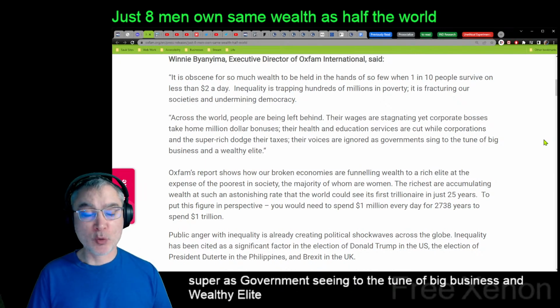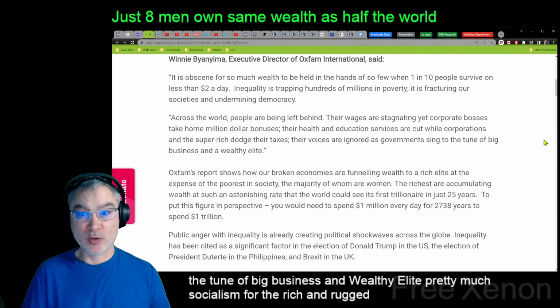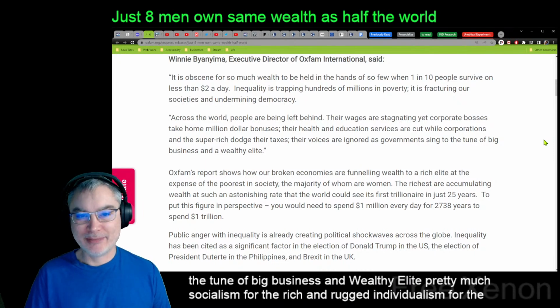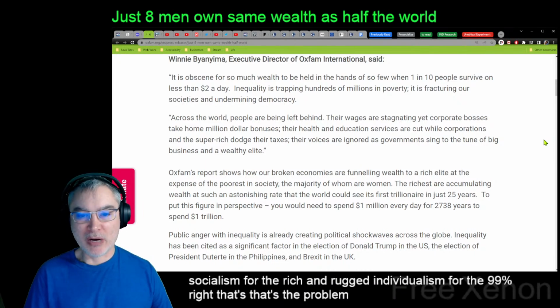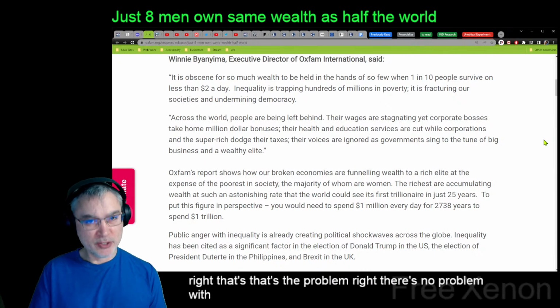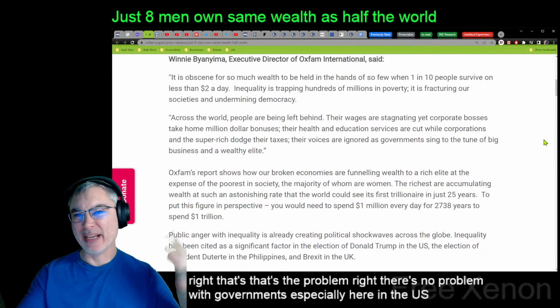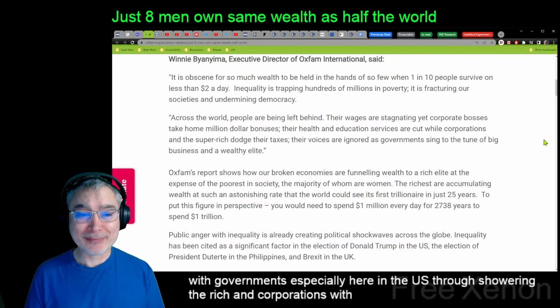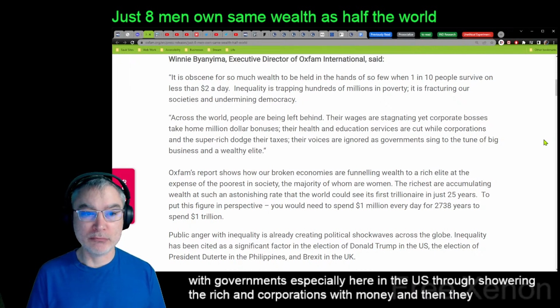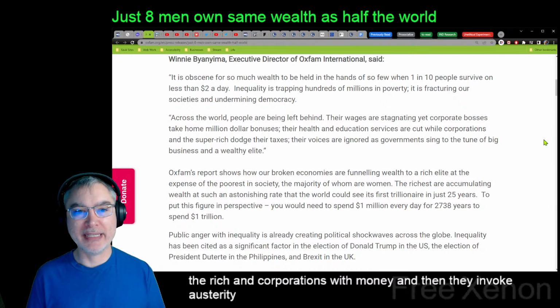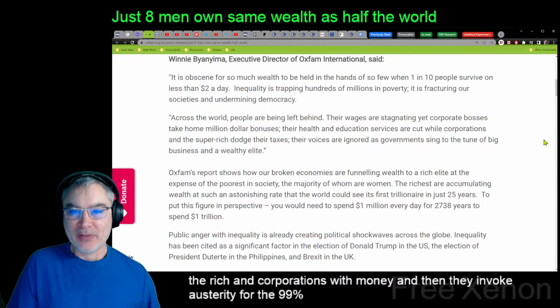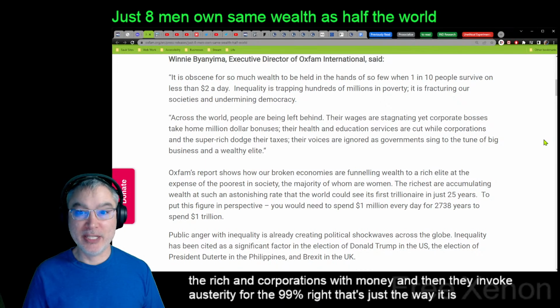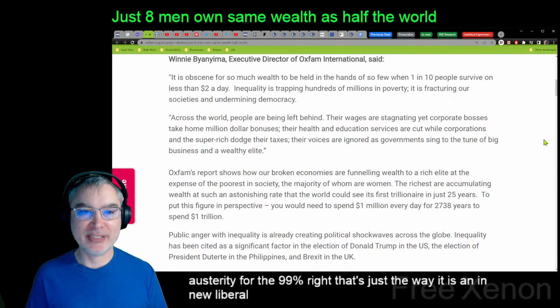Yeah, and this is pretty much it, right? It's socialism for the rich and rugged individualism for the 99%, right? That's the problem, right? There's no problem with governments, especially here in the U.S. They're just showering the rich and corporations with money, and then they invoke austerity for the 99%, right? That's just the way it is in neoliberal fascist states like the United States, and it's horrific.